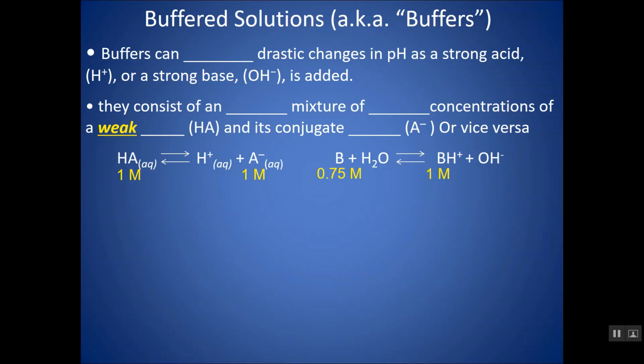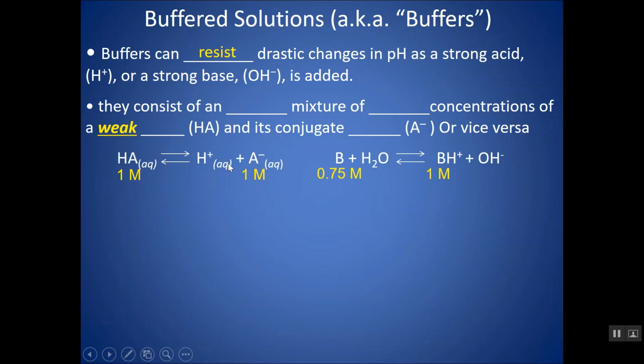Okay, buffers are solutions that can resist drastic changes in pH that would normally happen when you add a strong acid, which is a source of H+, or a strong base, which is a source of OH-, to a solution. So how can you create a buffer? Essentially, you want to take advantage of an equilibrium situation so that you can apply Le Chatelier's principle. The reaction can shift to the left or to the right, whether you add a strong acid or a strong base to the solution.